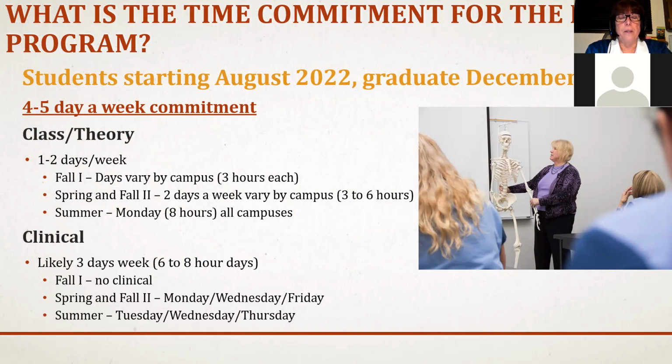There is no clinical for the first fall semester. Spring and fall 2, you will have clinical Monday, Wednesday, and Friday. Summer is Tuesday, Wednesday, and Thursday. And those clinical days are anywhere from 6:45 until 4:30. It depends on which course and which campus as far as what the clinical schedule will be.